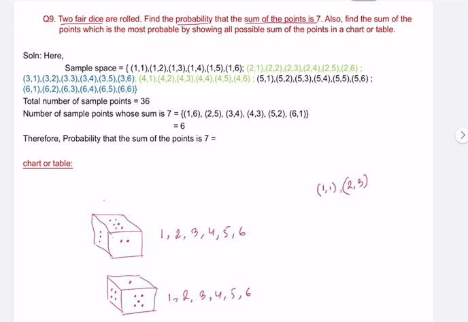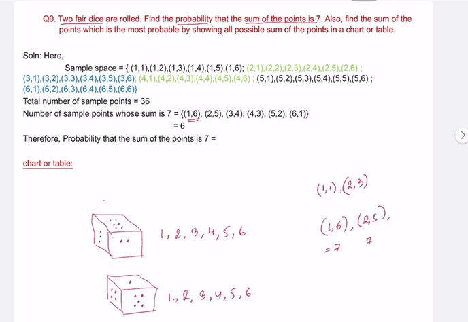7. That means what are the points that can be 7? Let us say 1 and 6. So we have 1 and 6. When you add 1 in one die, another 6 in another die, what is the sum? Equal to 7. What about 2 and 5? 2 in one die, 5 in another die, so we have 7.